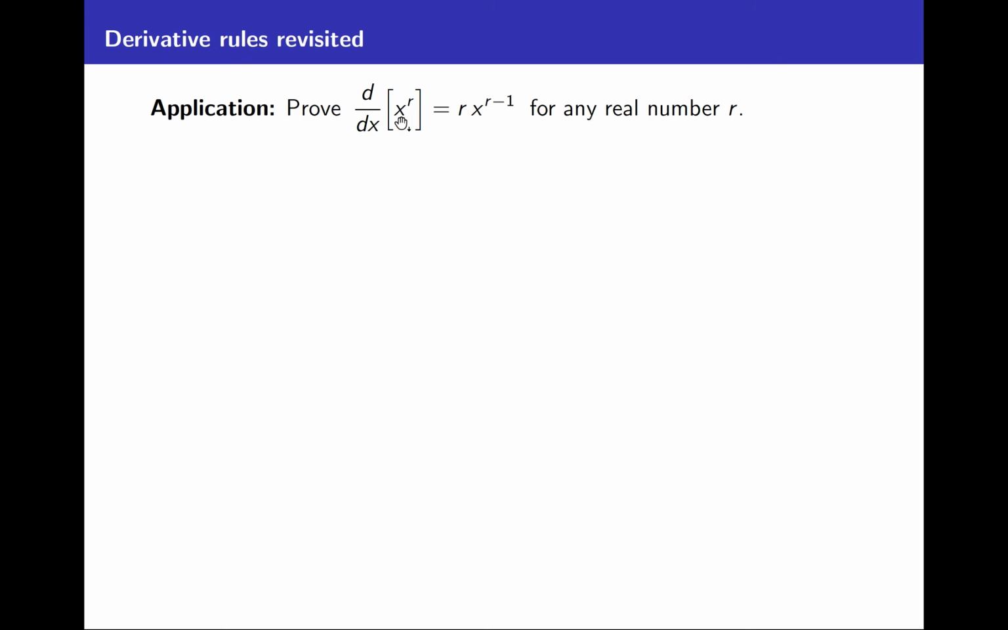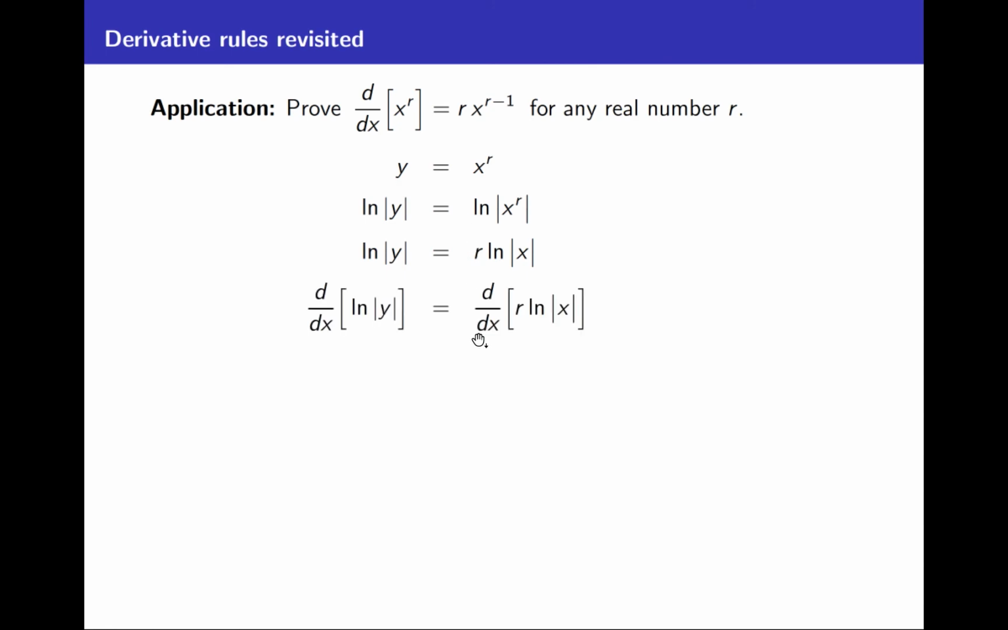So imagine you wanted to show that the derivative of x to the power of r equals r times x to the power of r minus 1. You want to find this derivative. The first step in logarithmic differentiation is to write that as y equals x to the power of r. The next step, take ln of the absolute value of both sides, then simplify using ln properties, and there's only one thing that happens here, the r comes down. And once you've done that, you differentiate implicitly with respect to x.